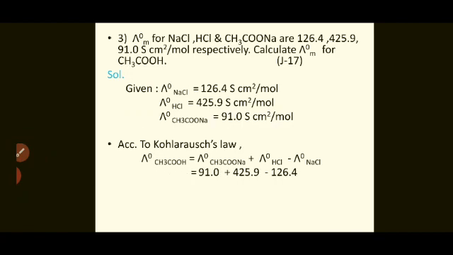So by substituting all these values, we will get the final answer. So the final answer is 390.5 Siemens centimeter square per mole. Remember this, students, whenever you are solving problems, always write the proper unit. Without the unit, there is no mark for the answer. So you will lose 1 mark for just not writing the unit. So please practice writing the unit.